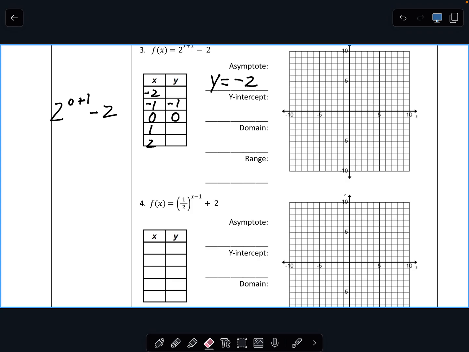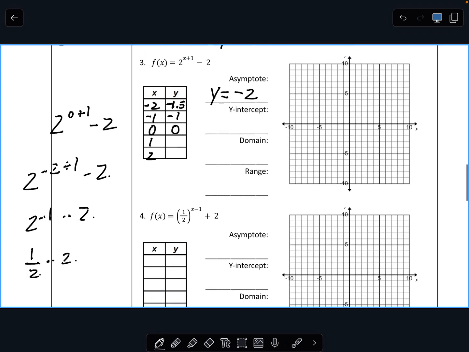Then you're going to plug in your negative 2. So 2 minus 2 plus 1. So 2 to the negative 1 minus 2, so you have 2 to the negative 1 minus 2. So I'll have 1/2 minus 2. And that's where I get negative 1.5. So then I'll have 2 to the first, which is 2 minus 2 is, sorry. That's not what I'll have. I'm trying to do it too much in my head.